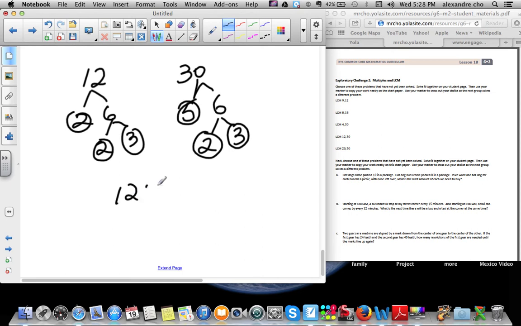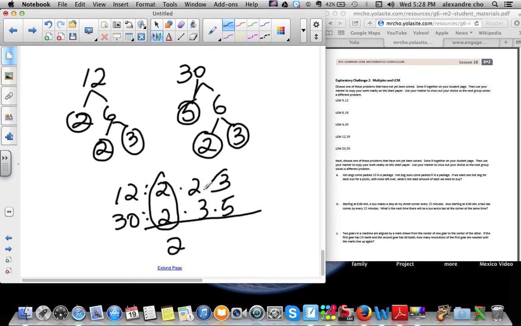So 12 is 2 times 2 times 3. 30 is 2 times 3 times 5. Circle what's in common, so let me draw a line. This is in common, I'll bring it down. 3 is in common, I'll bring it down. And whatever's left over, you bring it down as well. Whatever is in common, you bring down once. So the 2 is a group of 2, so I bring that once. The 3s, I bring them as 1. And then left over, I bring them all. And if you multiply, you get 15 times 2 is, I don't know, 30 times 2 is 60. Okay, so LCM is 60.